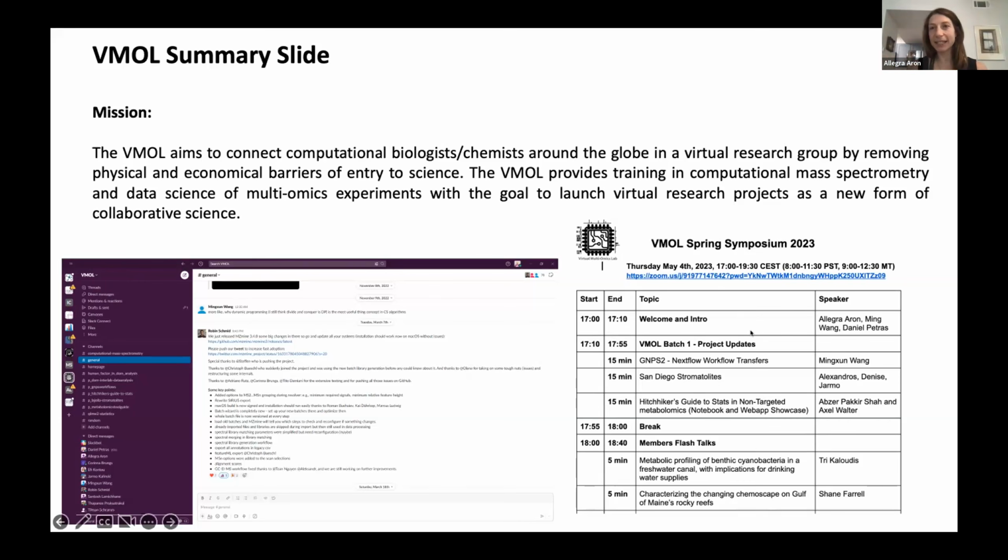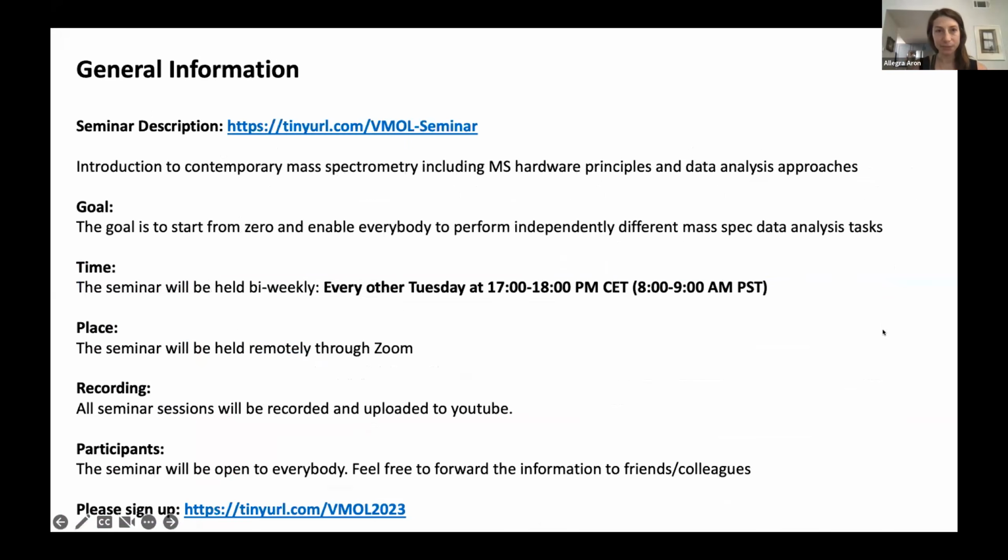And then we've showcased some of the work that we've done at various symposiums throughout the year, essentially one each semester. The last one was this spring symposium, in which we talked about some of the work that we've done on GNPS2, different environmental samples, and then a new stats workflow. And we'll be discussing a bit about the stats workflow later today.